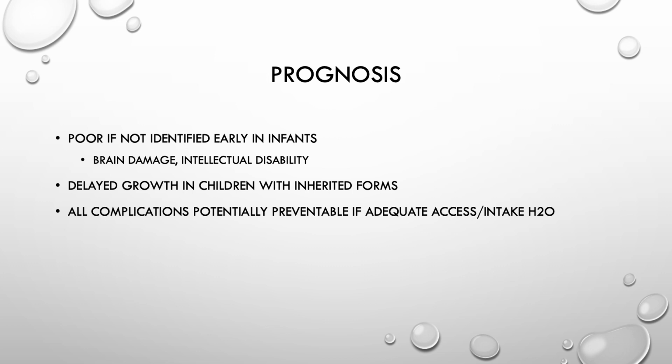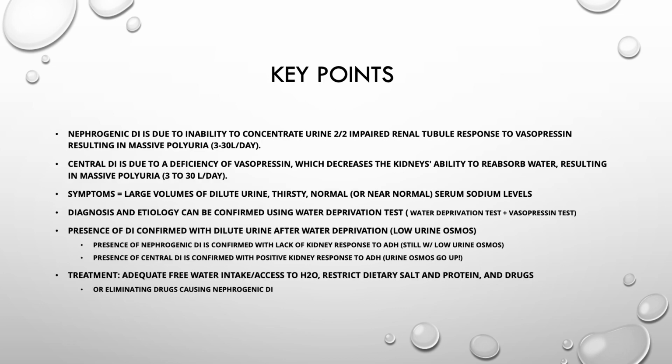In terms of prognosis, if this is not identified very early in infants and they become severely dehydrated, this can lead to brain damage, intellectual disability. So this needs to be picked up on right away. Some of these inherited forms that are autosomal dominant may lead to delayed growth in children, but potentially all complications are preventable if these people have adequate access to water, intake of water, and we are keeping this in our mind as a diagnosis. Okay, so here's a summary of key points for you.